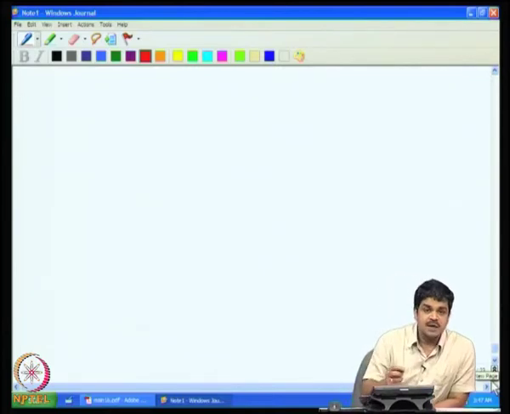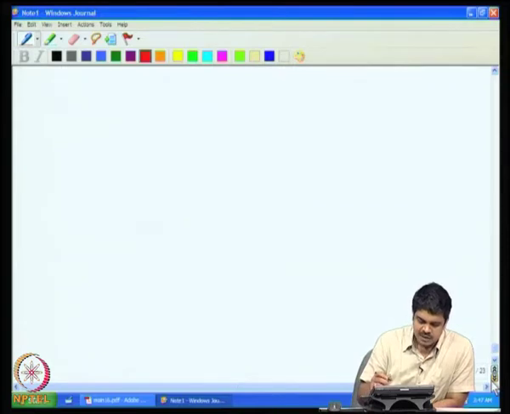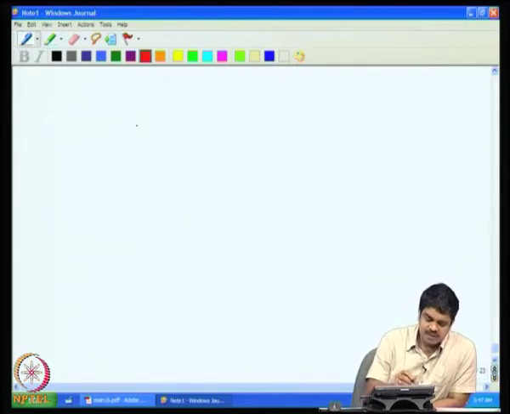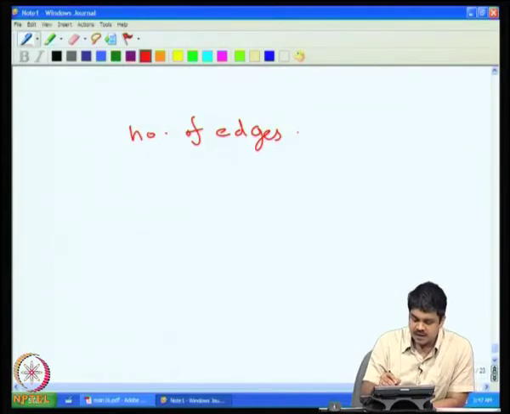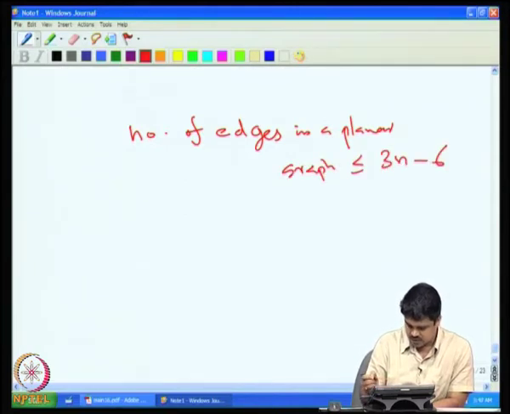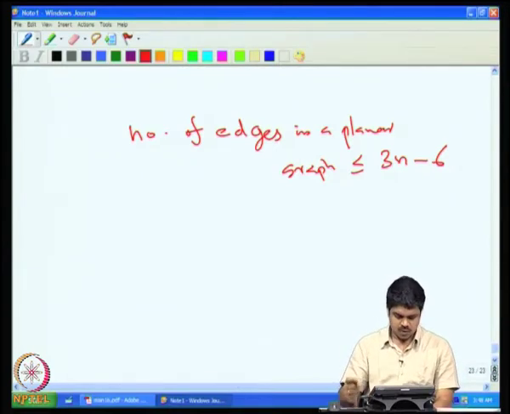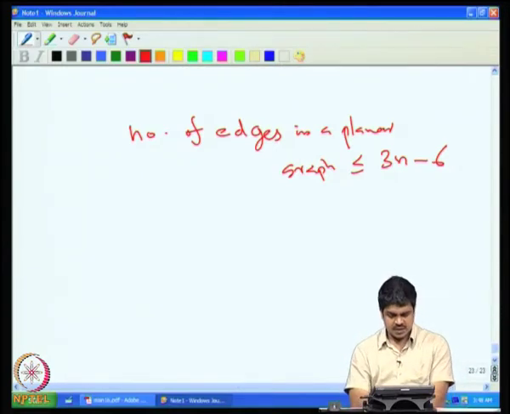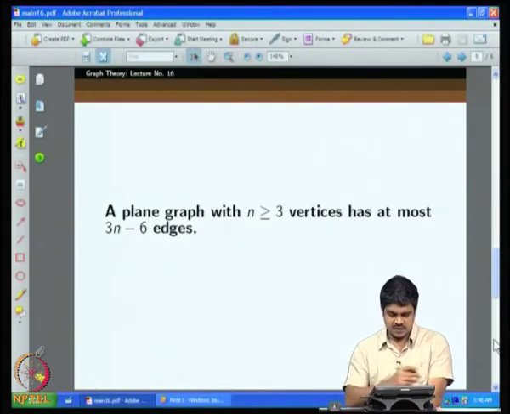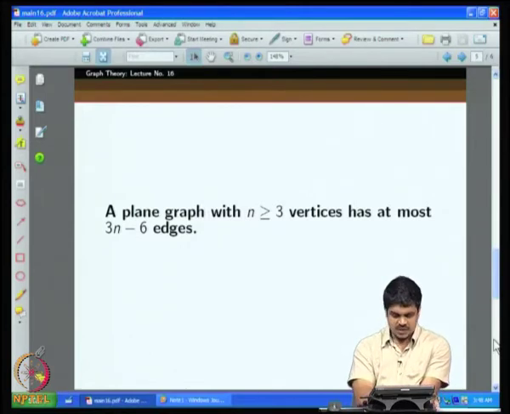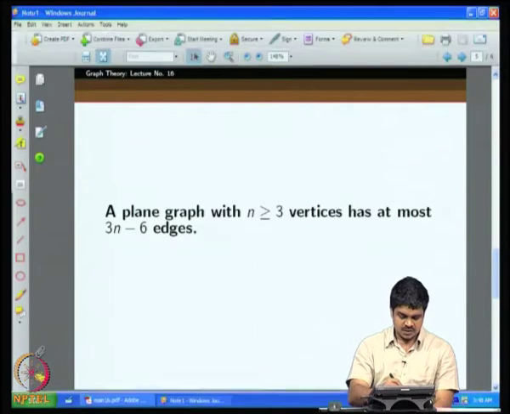Now, we will show, using the Euler formula, that the number of edges in a connected planar graph is at most 3n minus 6. So, let us say the plane graph with n greater than or equal to 3 vertices has at most 3n minus 6 edges, simple.